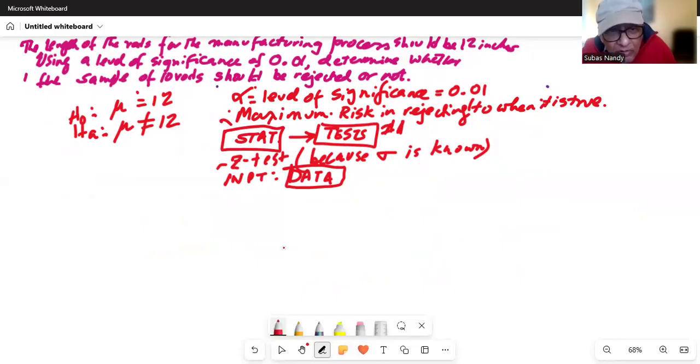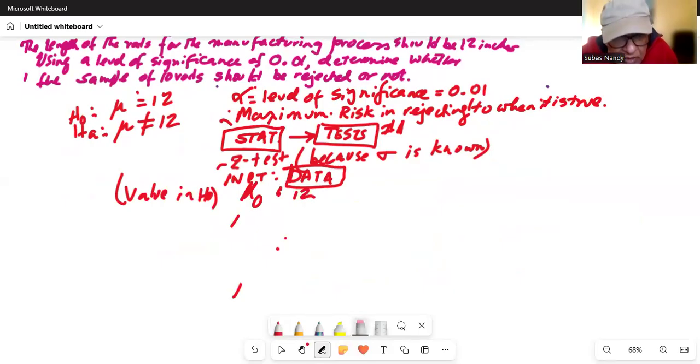My mu 0 is the value. The next line is mu 0. Here is the value in H0. Remember the value in H0 is 12. So type mu 0 equal to 12.